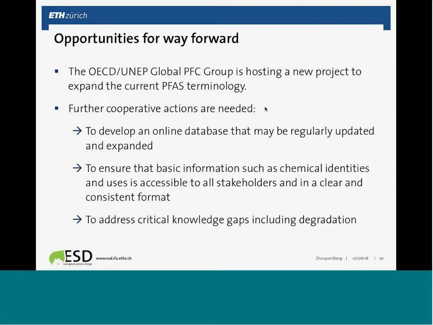And the second area for cooperative actions would be to ensure that basic information such as chemical identities and uses is accessible to all stakeholders and in a clear and consistent format. I think for a lot of people outside the regulatory agencies, and I speak for myself, if I don't know the chemical identity, it's really hard for us to do some work on this substance. So I think it would be very useful if this information can be made available to everyone.